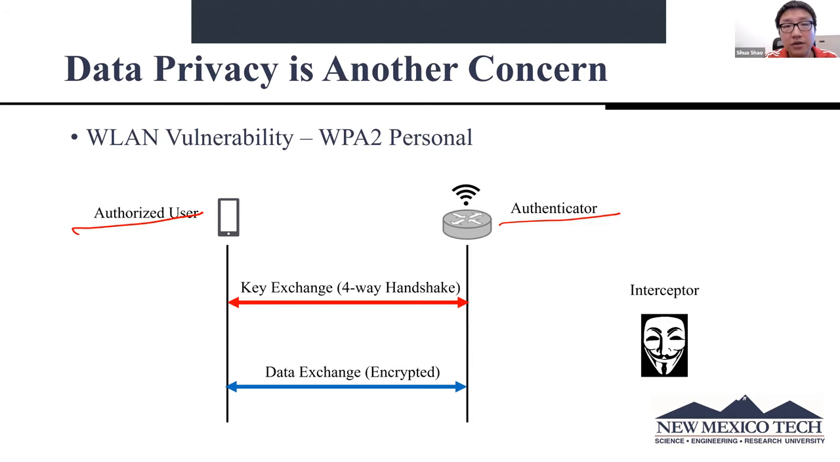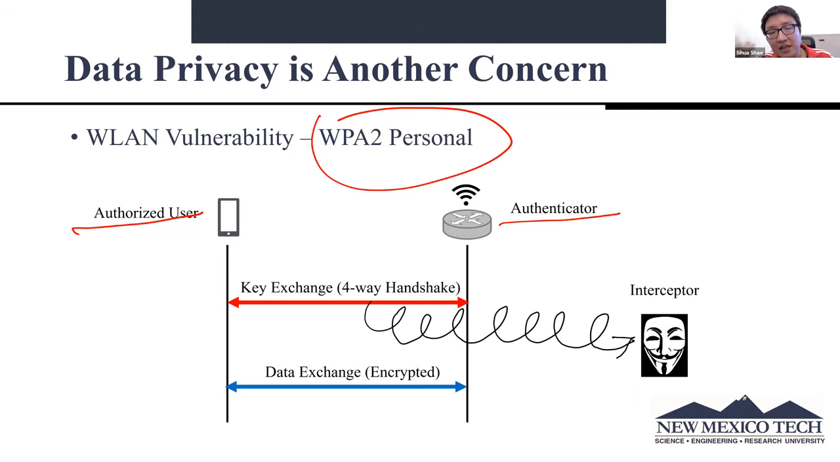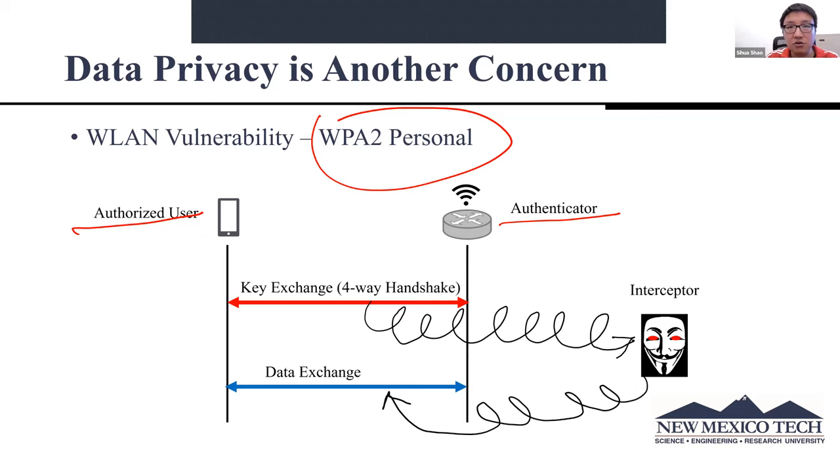Regarding the vulnerability of the most commonly used encryption method, check your home Wi-Fi, check your office Wi-Fi, they all use these WPA2 personal settings. A university-wide or industrial-wide network will probably use something else, but a small business unit, like a home office, typically uses WPA2 personal. And if they are using WPA2 personal, this key exchange can be intercepted passively by an interceptor, who then uses some reverse engineering method to find out the password of your Wi-Fi and decrypt the data exchange. So finally, your data exchange between your mobile device or other electrical consumption device and the authenticator becomes plain text to the interceptor.